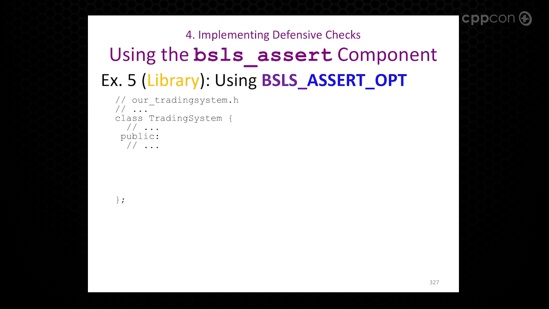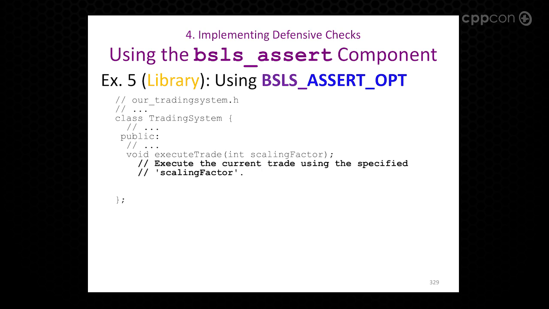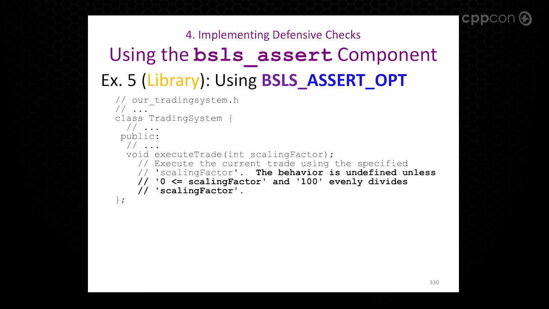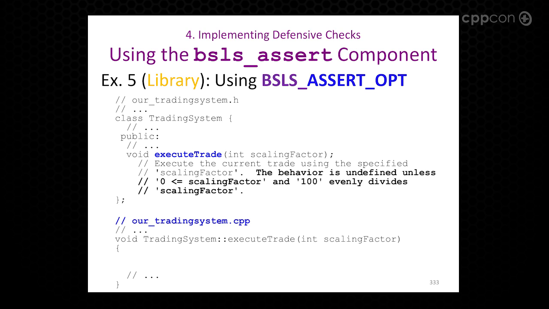Well, we can imagine, say, a trading system where doing something really stupid could cost the company its whole everything, and has happened before. So suppose we have this really silly function called execute trade, and it takes a scaling factor, then has this perverse contract. The behavior is undefined unless 0 less than scaling factor and 100 evenly divides scaling factor. Those aren't expensive checks, and I know this trading system is expensive. It's very, very costly. And because it's in the CPP, because it's execute trade, which is really important, we're going to make sure that we check this every time, even in an optimized build.